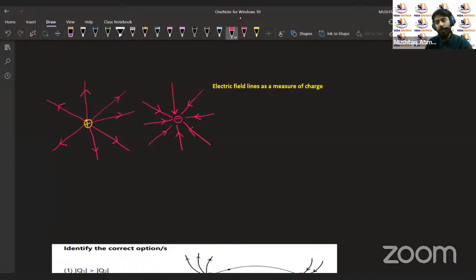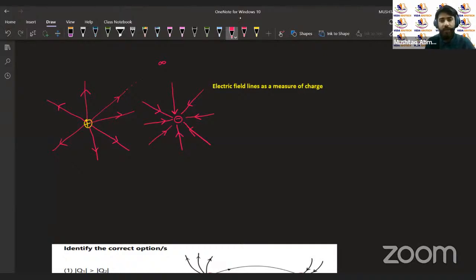If the two charges are not in the vicinity, that is, if there is an isolated positive charge or an isolated negative charge, then the electric field lines originate from the positive charge and terminate at infinity. And for the negative charge, the electric field lines will be terminating on the negative charge from infinity.